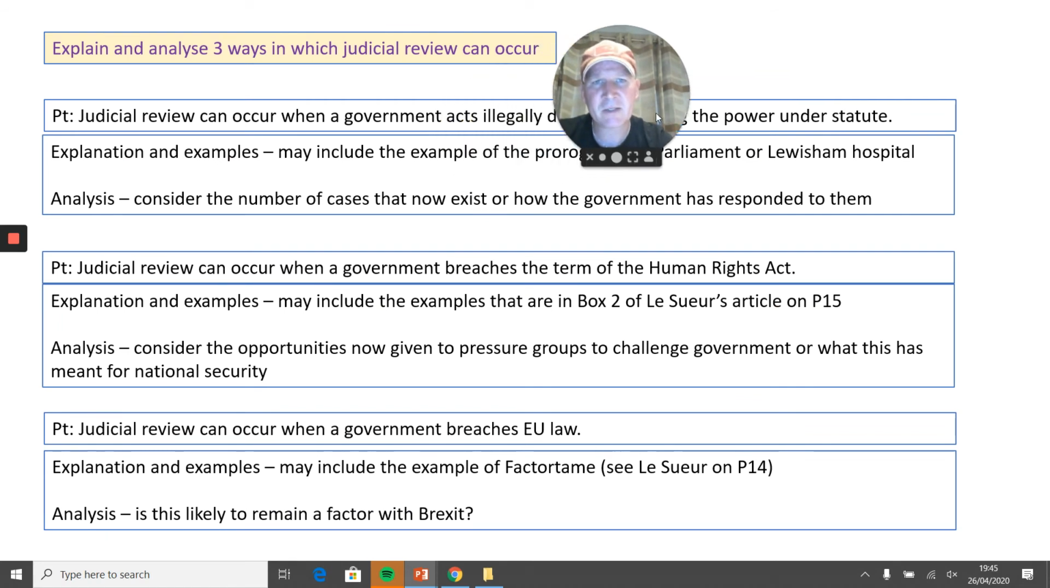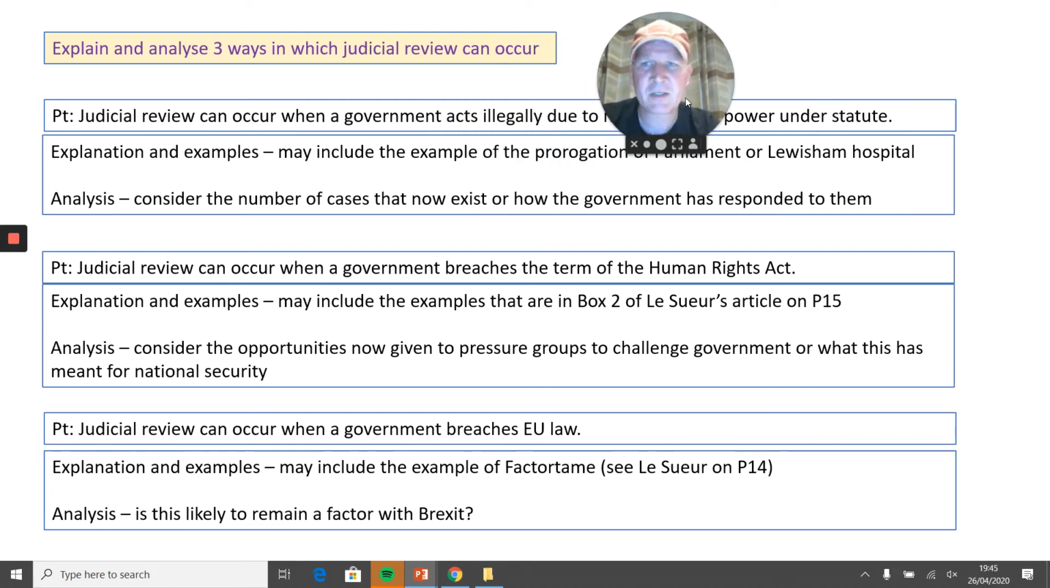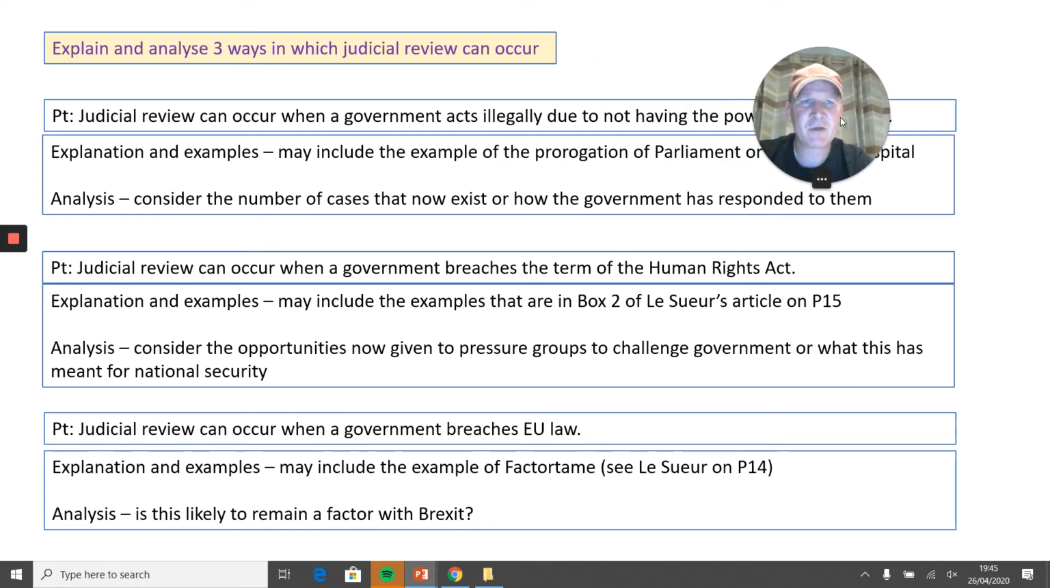But our main task in preparation for the next lesson is a 9-mark question. You've done lots of preparation now in judicial review. The question is, explain and analyze 3 ways in which it can occur. Well, here's some structure for you to use.